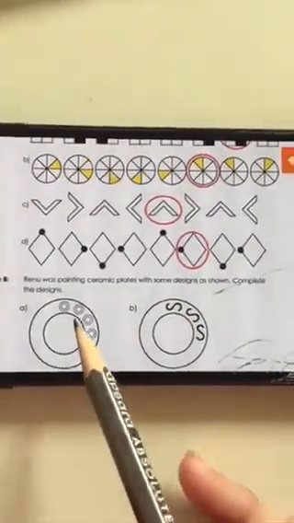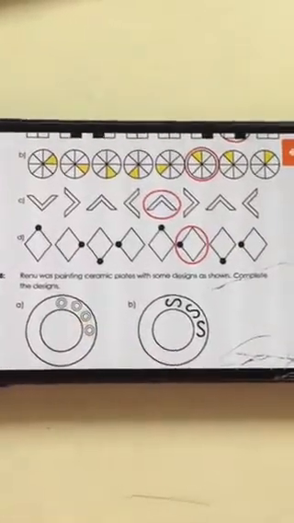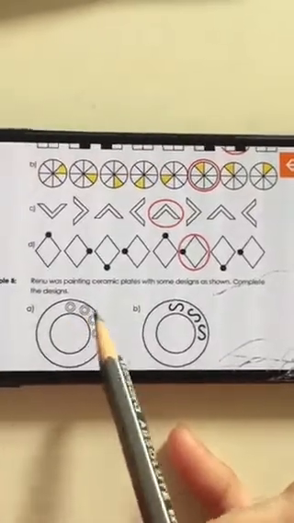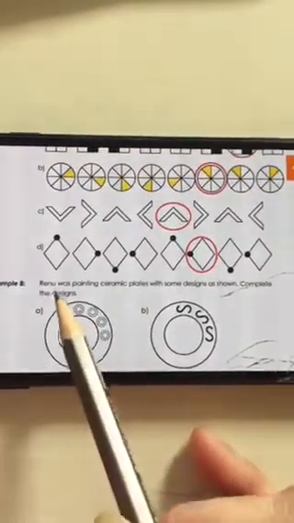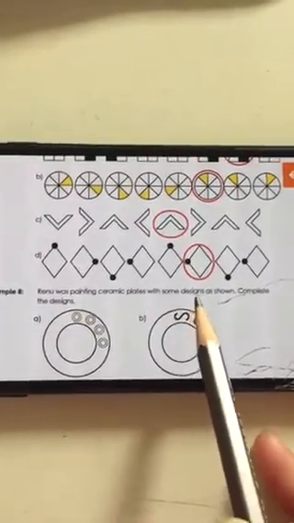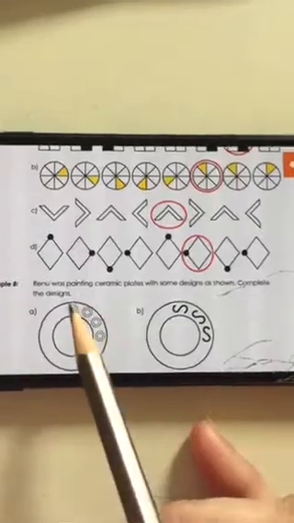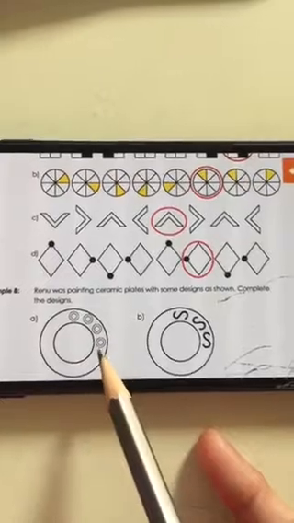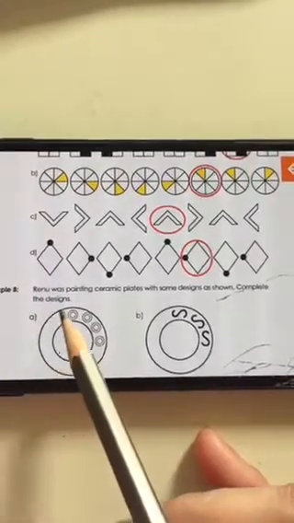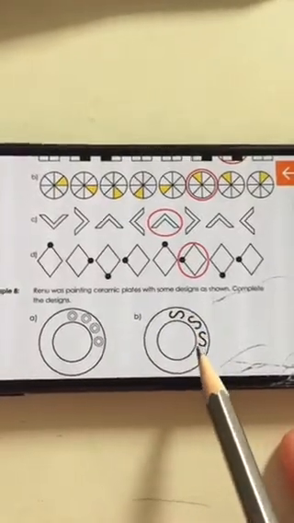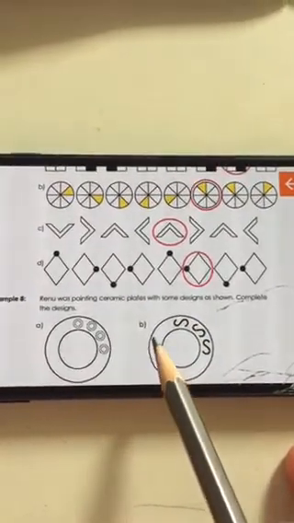completing the design. The next part in patterns of rotation is completing the design. Now let us see one example. Renu was painting ceramic plates with the same design as shown. Complete the design. Now here she has made small circles inside this big circle. Now you have to continue this and complete this design. Same here, they have shown S, so you have to draw S here and complete these designs.